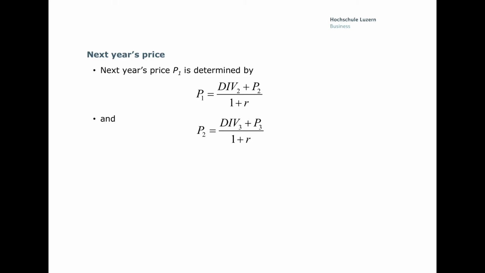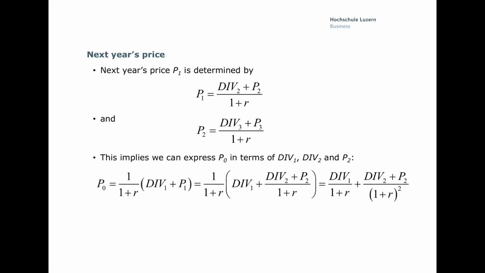We can use this formula to forecast next year's price P1 or the price of the stock 1 year after. The approach is always the same. We discount the expected future cash flows of the stock by the discount rate to obtain the corresponding price. In this example, we look at the price in year 1 and year 2. For instance, the price in year 1 is the sum of the expected dividend and price in year 2 divided by the discount rate.